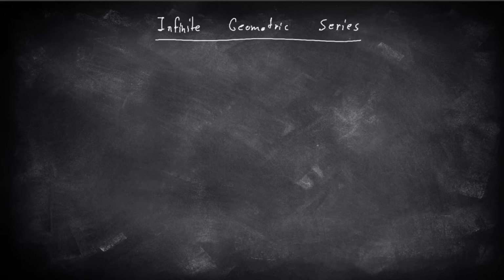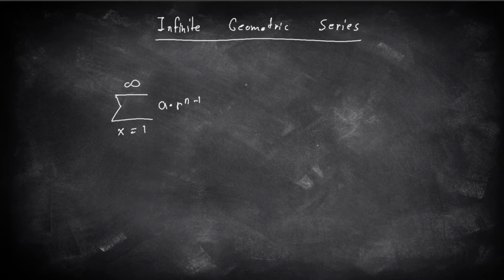Now let's move on to the infinite geometric series. Okay, so the infinite geometric series is the sum from 1 to infinity, and a is some kind of number, r is some ratio to the power of n minus 1.